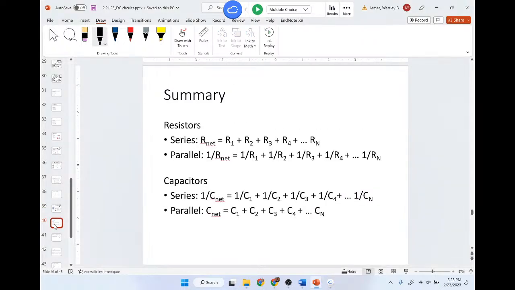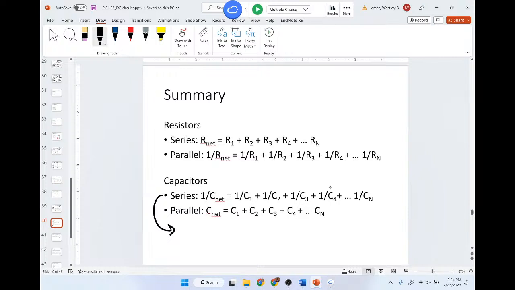Okay, so in summary, they're opposites. Series, add them up for resistors. Capacitors in parallel, add them up. Series and parallel, it's the inverses. Resistors in parallel, inverses. Capacitors in series, inverses. And to remind you all, I'll just kind of jot these down.